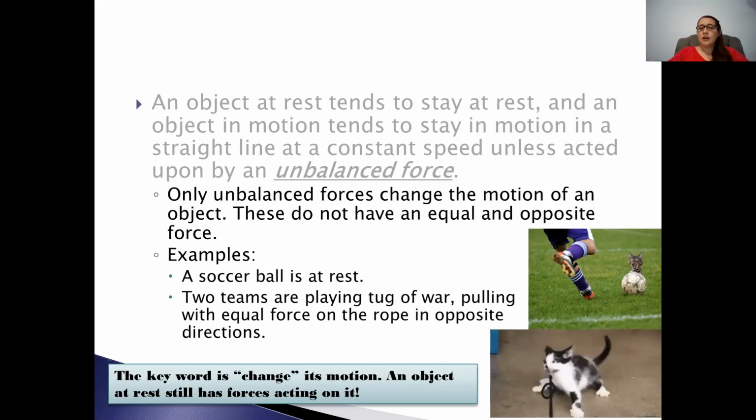Same thing with the tug of war. If you guys are pulling at the same force, you're still pulling, right? You're still applying a force. It's just you're not moving anywhere unless it's an unbalanced force. Okay, so keep that in mind.